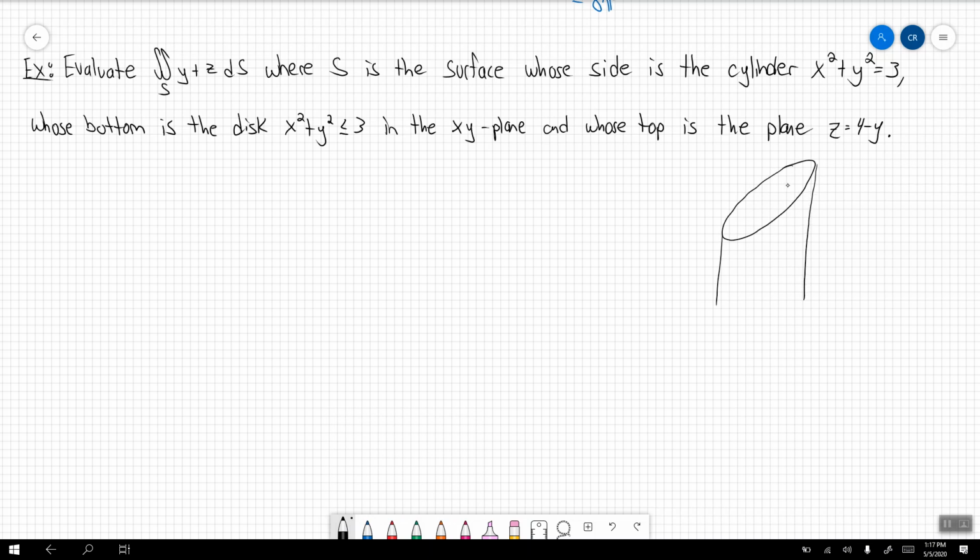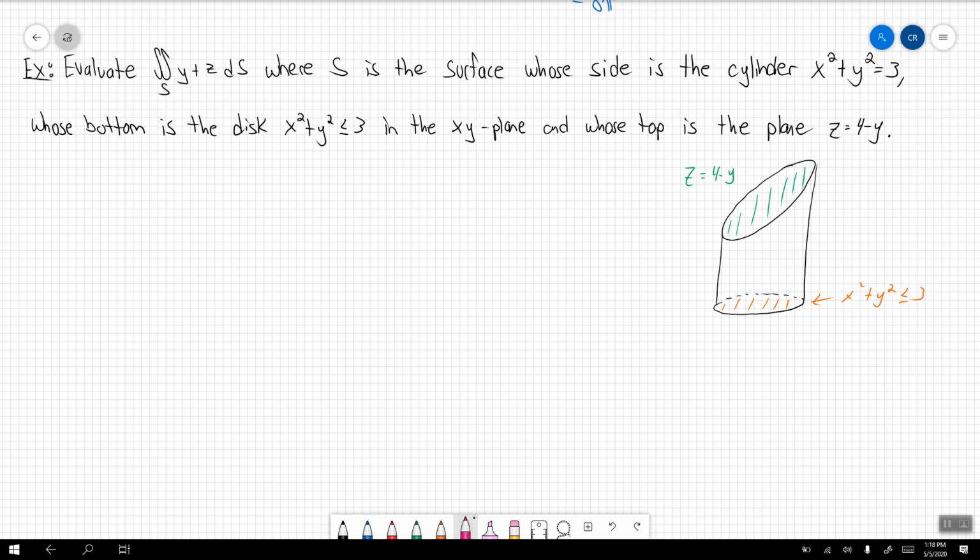Is that we have this plane. That plane is the top part of this cylinder. So that plane is z equals 4 minus y, and that's this plane right here. We have the disk on the x and y plane, and that disk is down here, and that's my x squared plus y squared is less than or equal to 3.